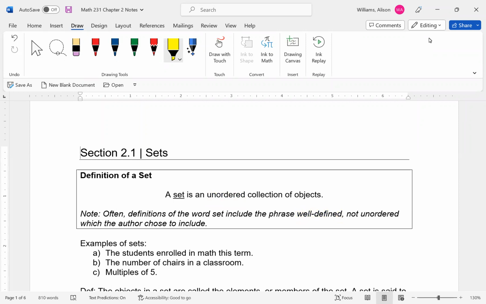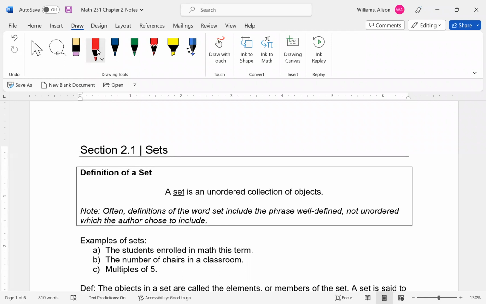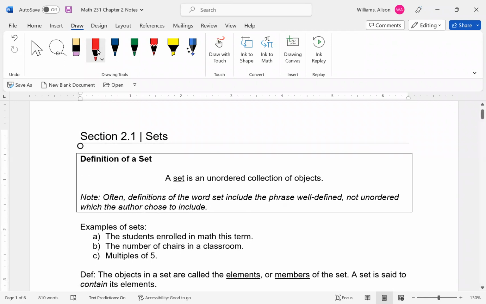To say that it's well-defined means that when you define a set, when you state what it is, you know exactly what belongs in the set and what doesn't. But to talk about unordered is such an interesting choice. So we'll see how that unfolds as we go through the class. Here are some examples: the students enrolled in math this term, the number of chairs in a classroom, or multiples of 5. All of those are examples of sets. You know right away what belongs in the set and what does not.